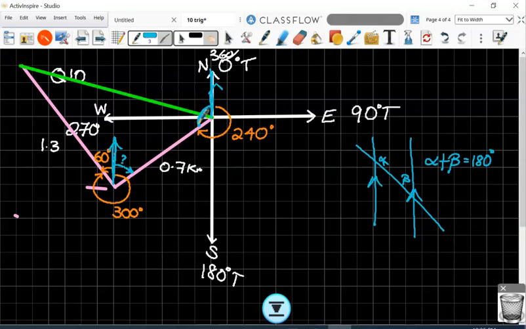Go, Michelle. Yeah, 360 all the way around the circle, 360 degrees. So what's 360 take 240? 120, which means this has got to be 60. Oh, well, that doesn't work, does it? Well, that's a bad question.